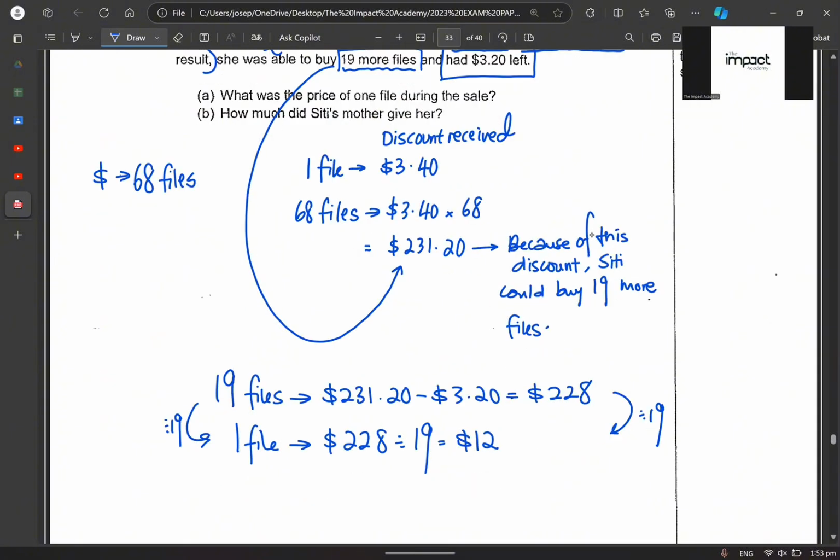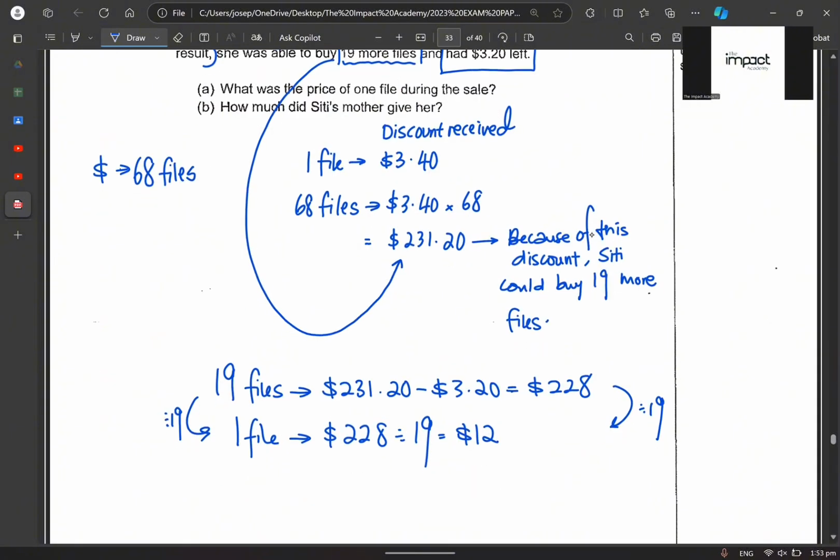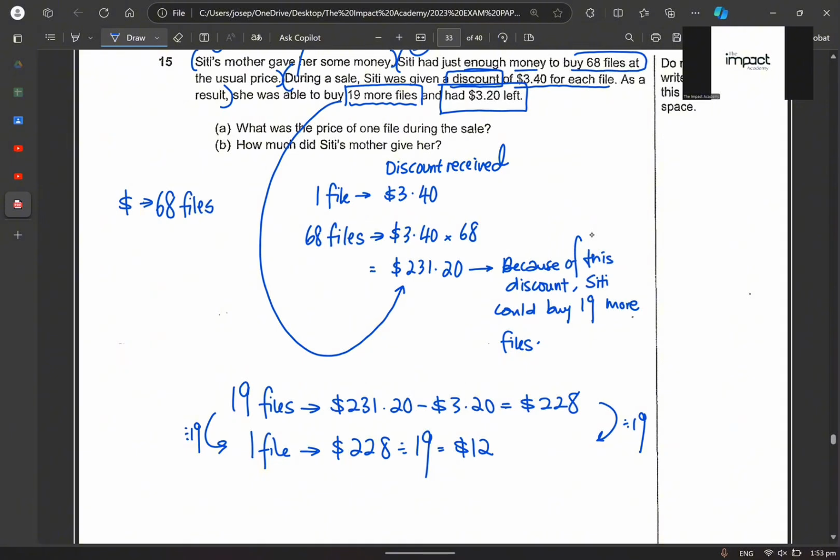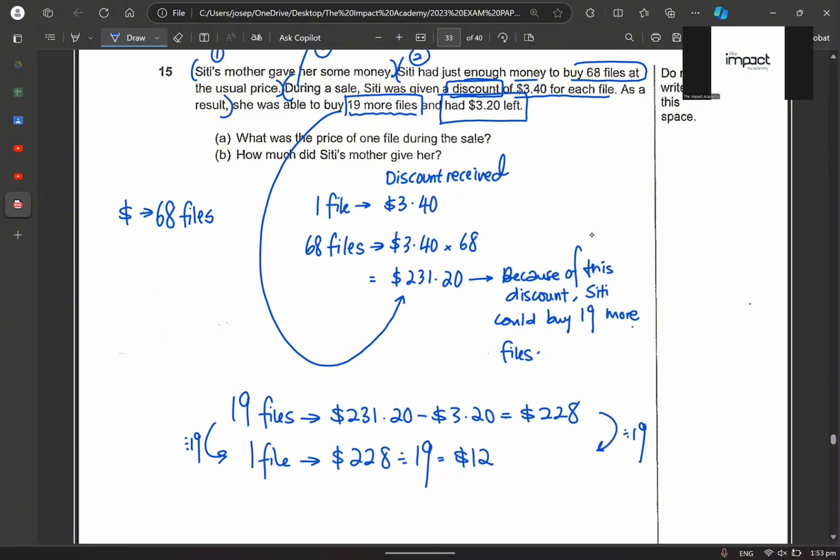That means to say the price of one file in this situation is $12. Now, is this $12 the price before or after discount? Over here, we can see this is the price. What was the price of one file during the sale? So they are actually asking us to find the price of one file after discount. So from here itself, we can see that one file after discount is equal to $12. Okay, so for part A, your answer is $12.